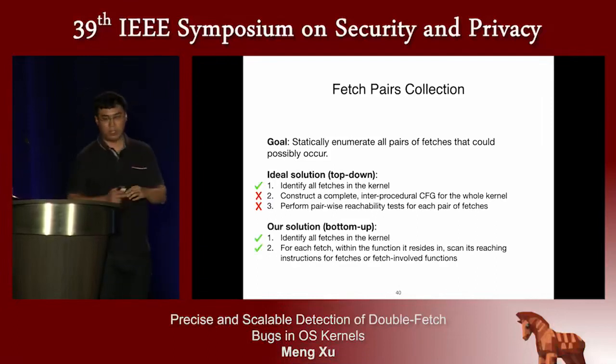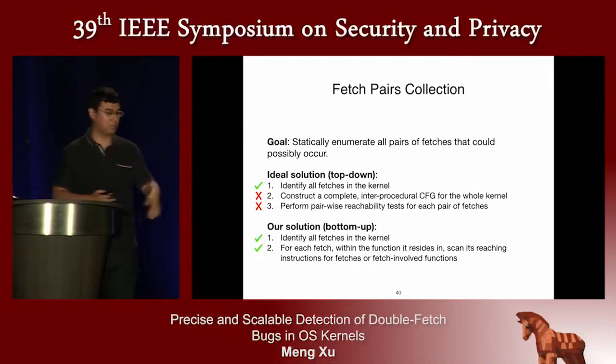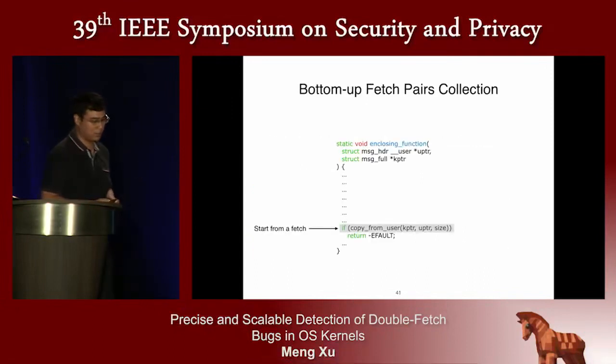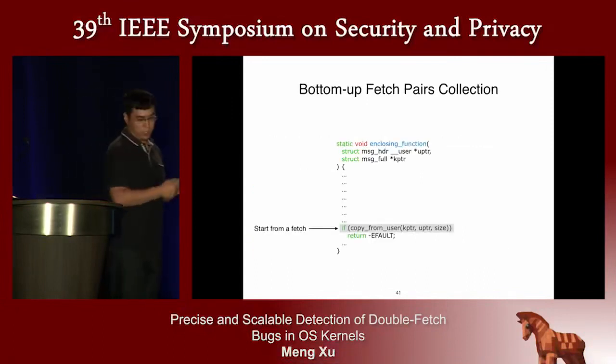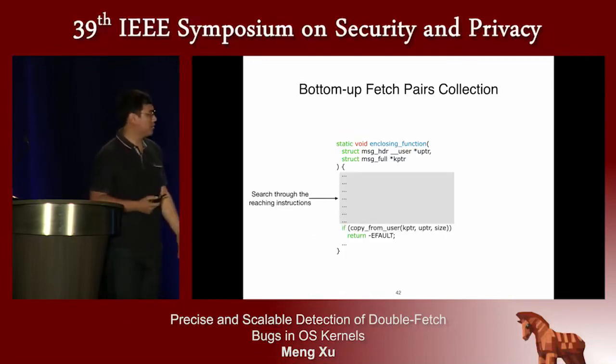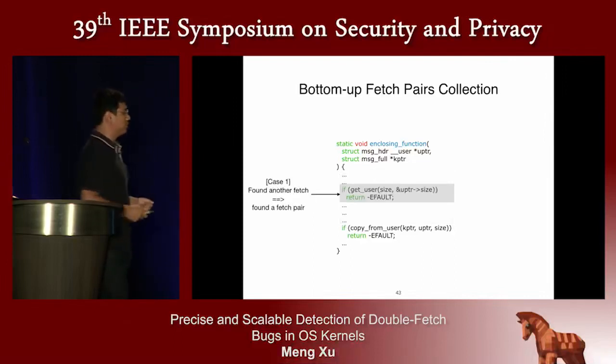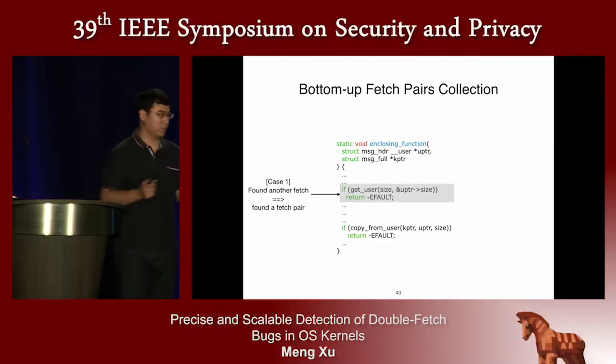Ideally, we can still identify all the fetches in the kernel, but for each fetch, instead of building the whole kernel CFG, we start with the function it resides in and then scan through its reaching definitions to find the fetches or fetch-involved functions. Some details: you start from a fetch, which is a copy_from_user function, and then you go upward to find all these reaching instructions. In the first case, you find a fetch, which is good. You find a fetch pair.